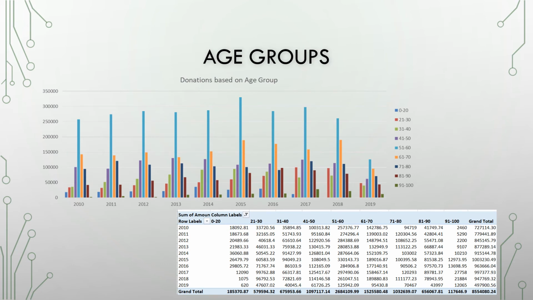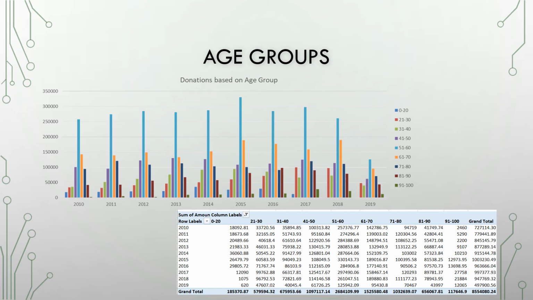After getting the members' age, we then put them in age groups and made a pivot table. With the age groups as the columns and the year as the rows, from this table we made a bar graph to compare the age groups to each other annually.